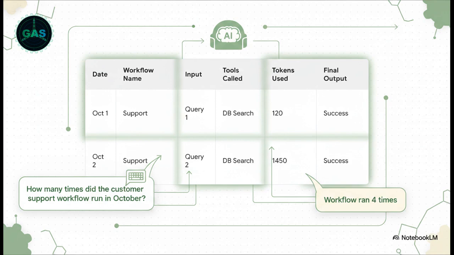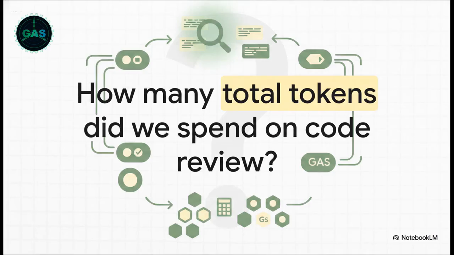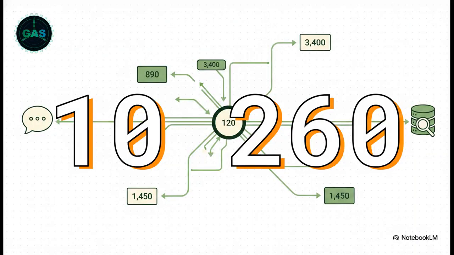The custom agent takes that natural language prompt, uses its tools to scan the table, and concisely tells you that the workflow ran exactly 4 times. You are literally chatting with your database. But what if you need some slightly more complex analysis? What if you ask the agent, how many total tokens did we spend with our code reviewer agent? To answer that, the agent has to figure out which workflow you mean, track down every single execution of it across the logs, pull the token count for each one, and then execute the math perfectly to give you the aggregate sum. And the agent totally delivers.